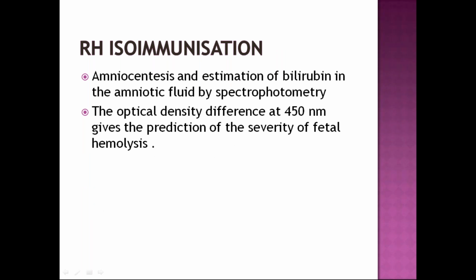As I mentioned, for isoimmunization you see the degree of hemolysis. If there is more hemolysis, you estimate the bilirubin. Amniotic fluid is good for spectrometry examination. It can indicate the amount of hemolysis and estimate bilirubin. Optical density difference gives a prediction of severe fetal hemolysis. So not only fetal lung maturation, optical density is also indicative of fetal status.